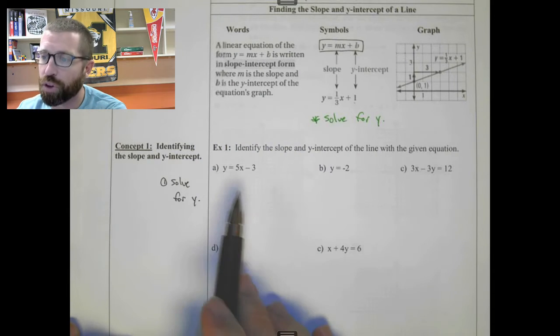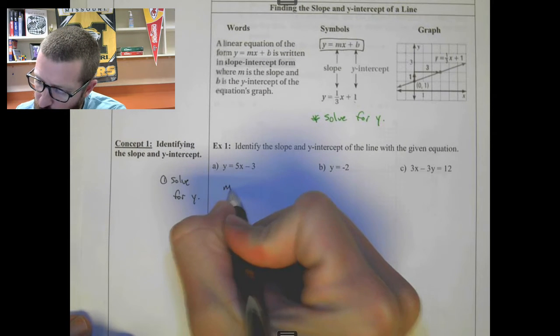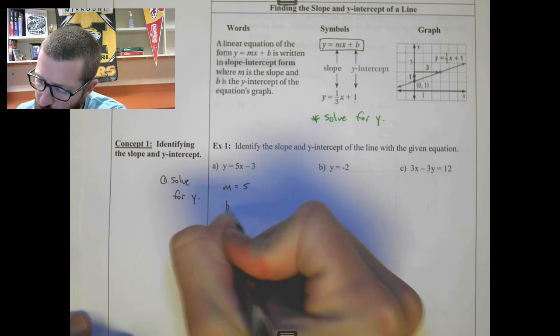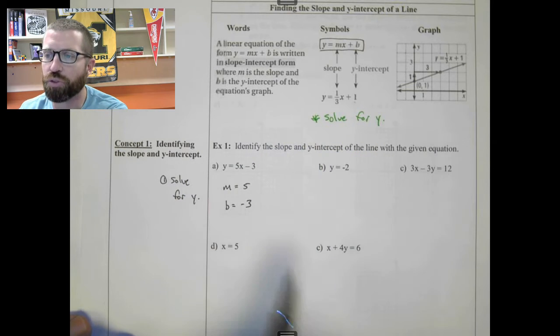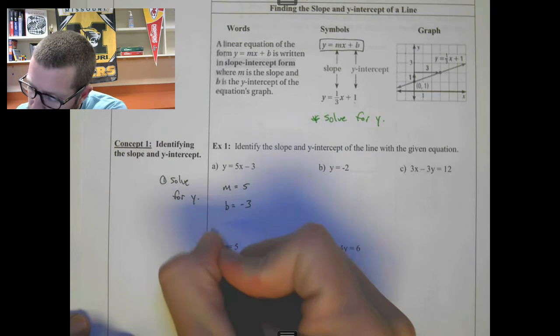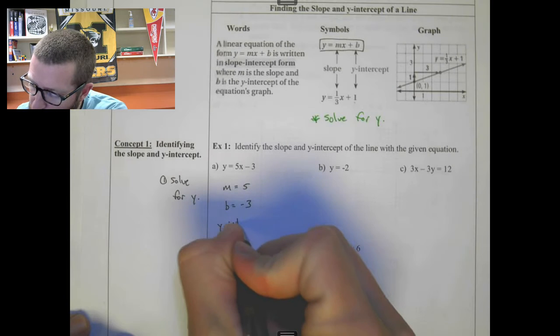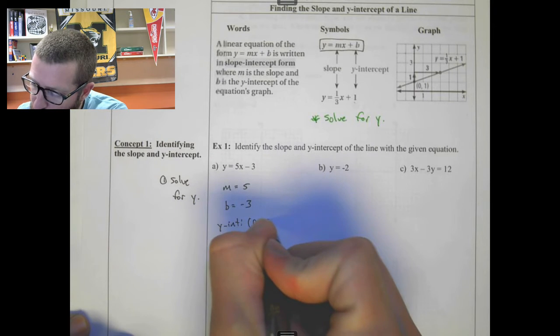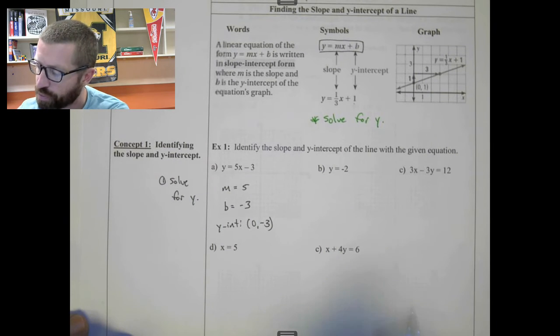And if it's already done for you, you can just say slope is 5 and y-intercept is -3. And we'll use m for slope and b for y-intercept. Or you could write the y-intercept even a better way as (0, -3), because it is a point.